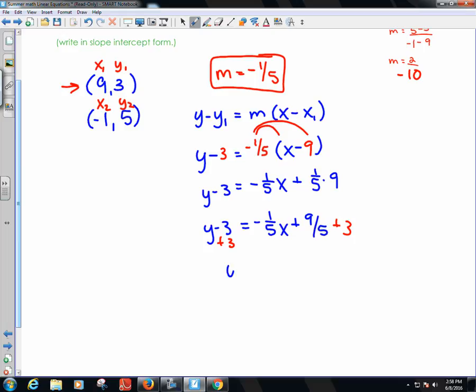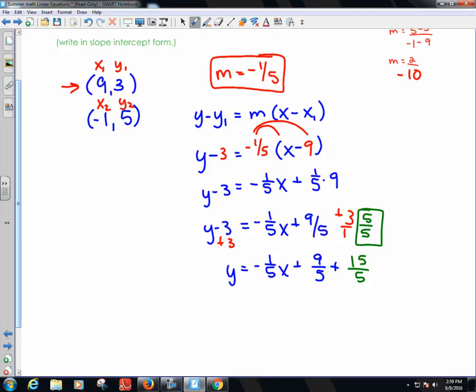So now I have y equals negative 1/5 x, and then I've got this stuff. Well, you've already done the how to add fractions thing. So I need to get this to have a common denominator of 5. So 3 is 3/1, and I need to get it over 5. So I need to multiply the denominator by 5, which means I'm also going to multiply the numerator by 5. Okay, so I have plus 9/5 plus, this becomes 3 times 5 is 15/5.